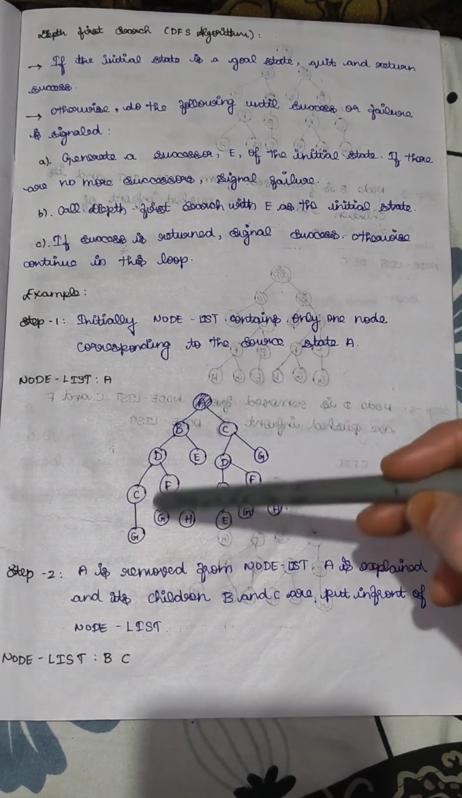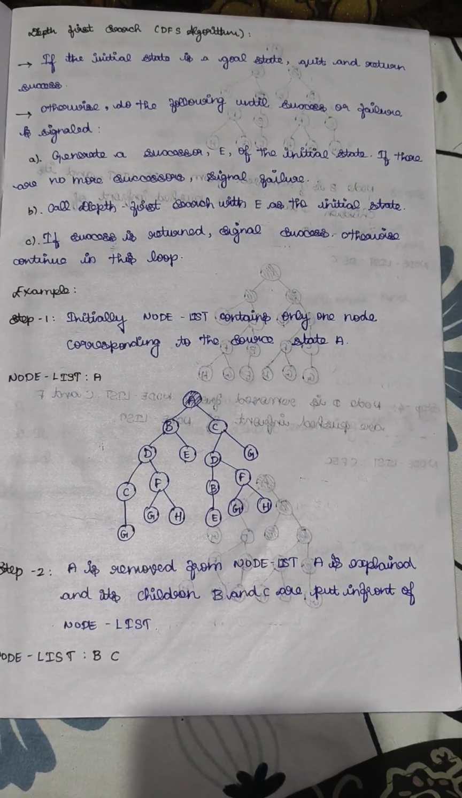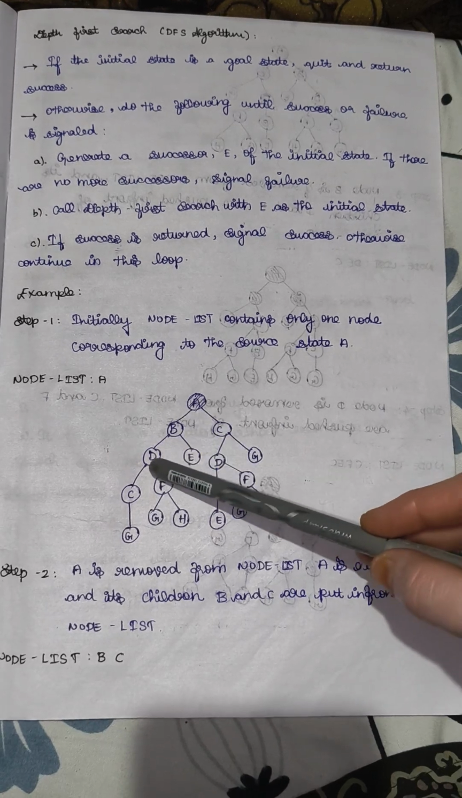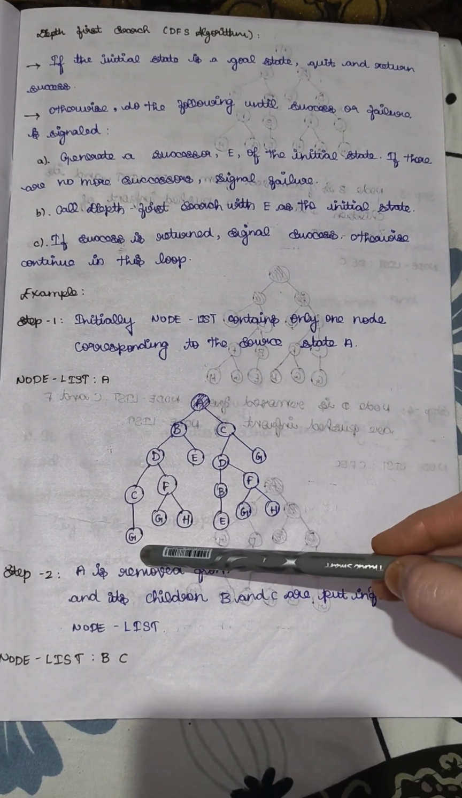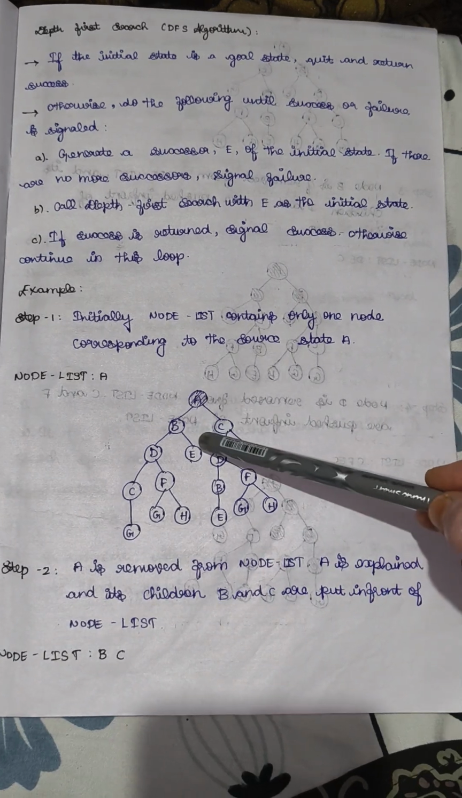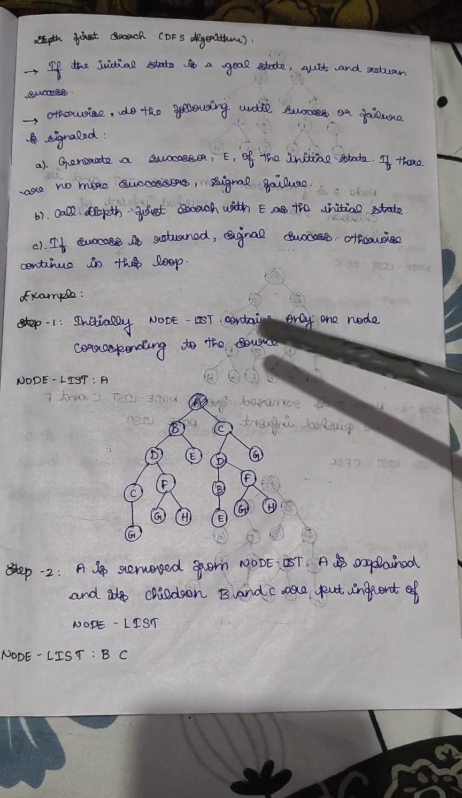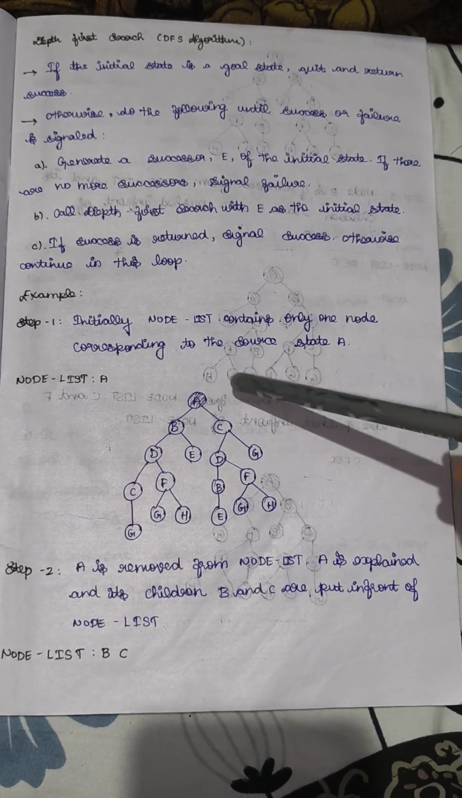Here a lot of G are present, but depth first search mainly focuses on the left hand side of the path first. If it doesn't find any goal state, after that it will move to the next branch. Likewise, it will search. So let us consider an example. Let us see this example.